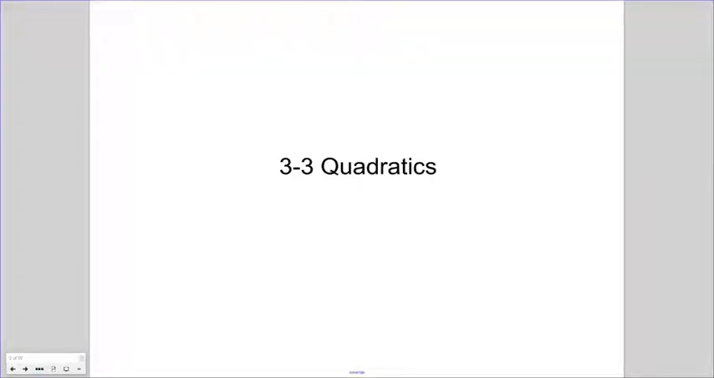Hi everybody, this is 3-3 quadratic functions. You guys will see problems like this on your tests, and I'll ask you guys to show your work the way that we show it in the notes. So make sure you guys are doing the homework problems the same way so you get that practice.